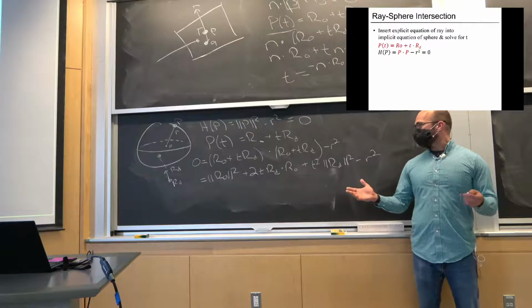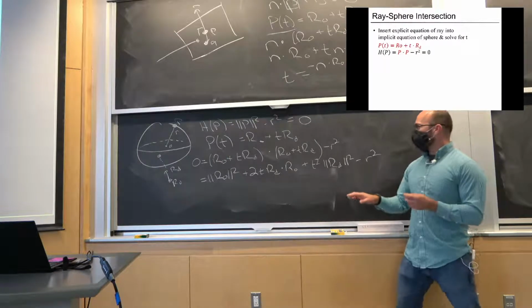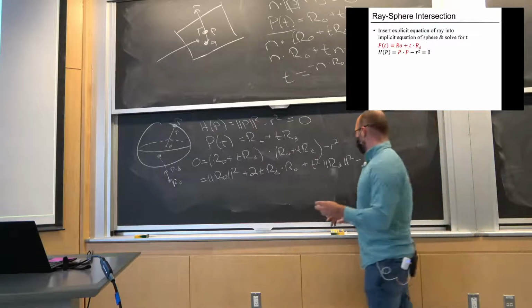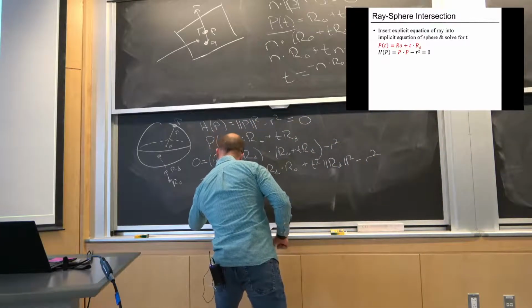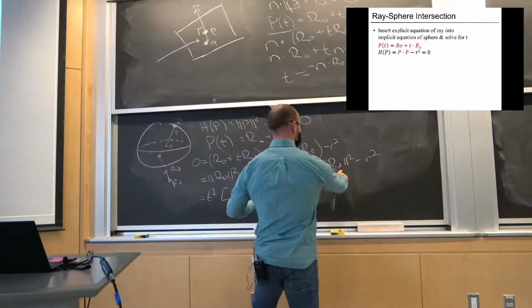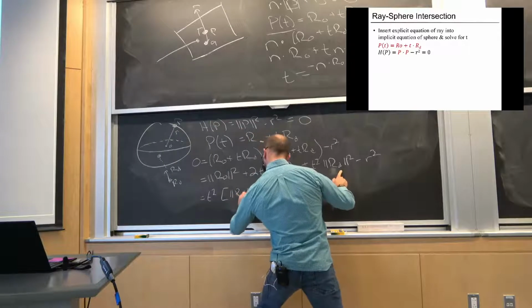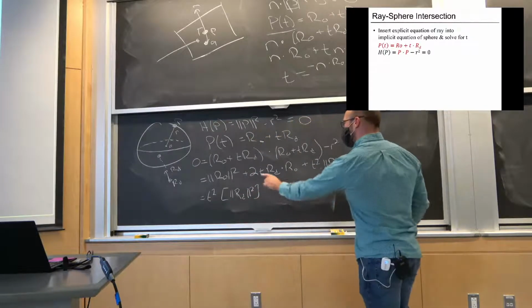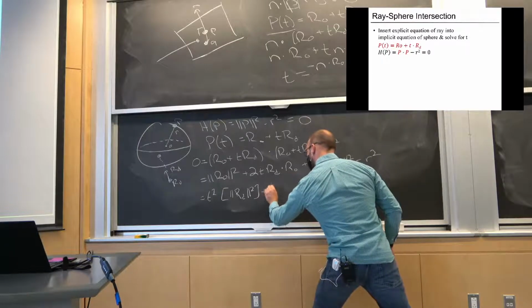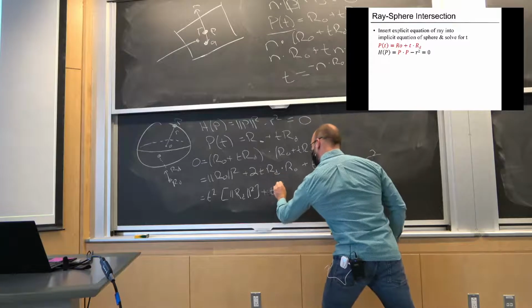Okay. So that's to solve for t. This feels complicated, but it's really not so bad. So in particular, let me write it in a kind of suggestive way here. So we have t squared times the norm of rd squared, plus t, and then what do we have here? We have 2 rd dot r naught.